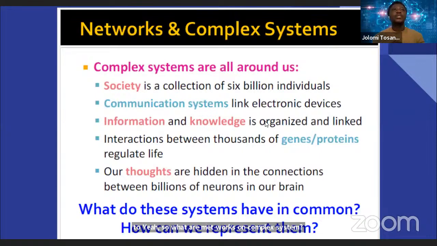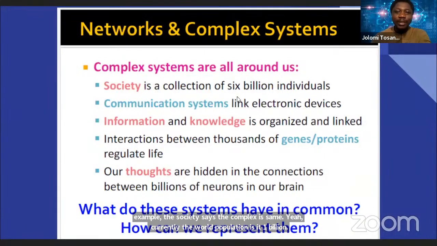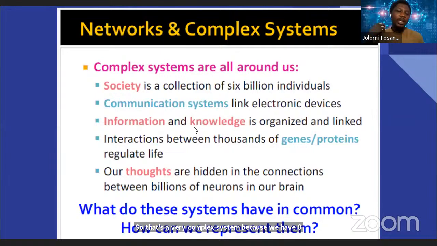Complex systems are all around us. For example, society is a complex system. Currently the world population is 8 billion. I think this slide was created in 2017, but currently it's 8 billion people. That's a very complex system because we have 8 billion people with some form of interactions between them. People are relatives to one another, or people are connected on some social media platform.